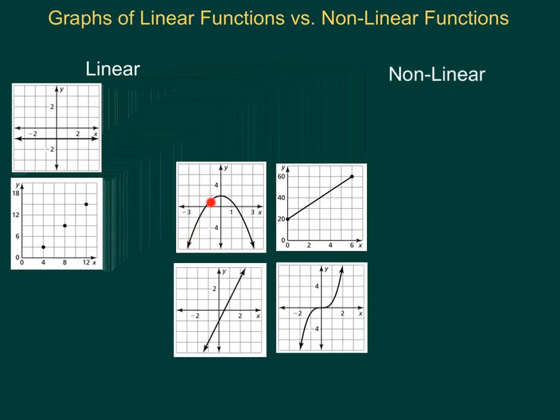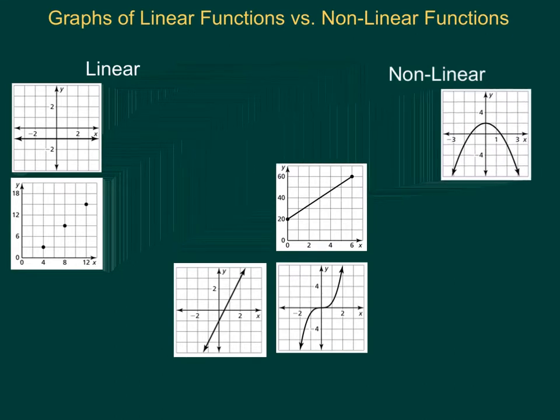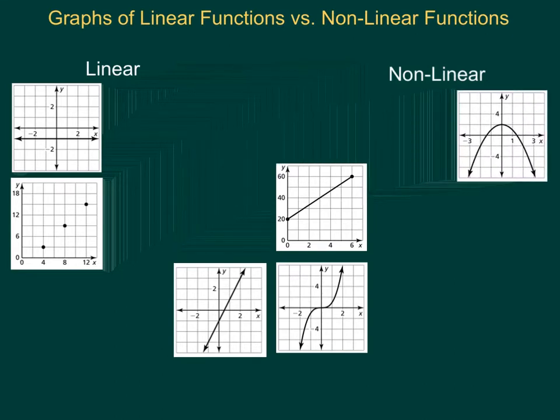Third one, we have a parabola. That's what this is called. You can see pretty clearly this is not straight. This is not a line. Therefore, it can't be a linear function. It's a non-linear function. And that's what we have there.